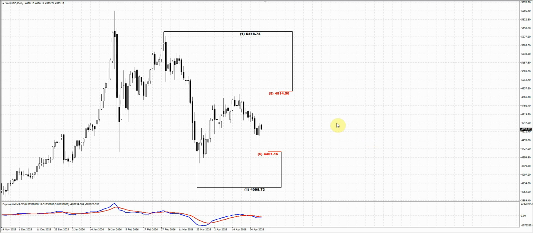Let's update our view on the gold market. In general, the overall context remains bearish on the daily chart, but presently, as you know, the gross domestic product was a bit lower than expected, and that has brought some impact on performance.